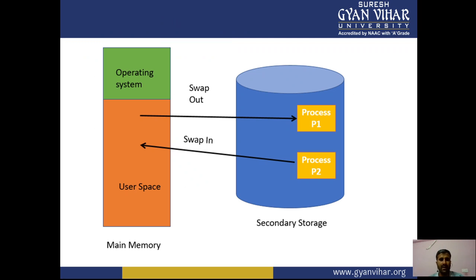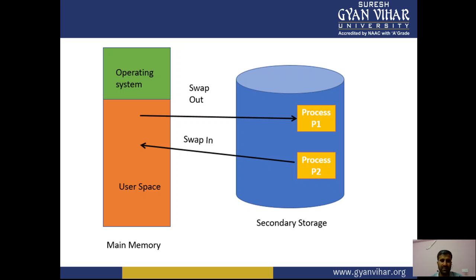See here, in the operating system there is a user space. It means there is a main memory, a RAM, right? So the swap in and swap out method is used there. Suppose the CPU wants to execute P1, then it is loaded into the main memory user space. And if at the same time RAM needs to execute process P2, then it is swapped in. Okay, so this is the concept.